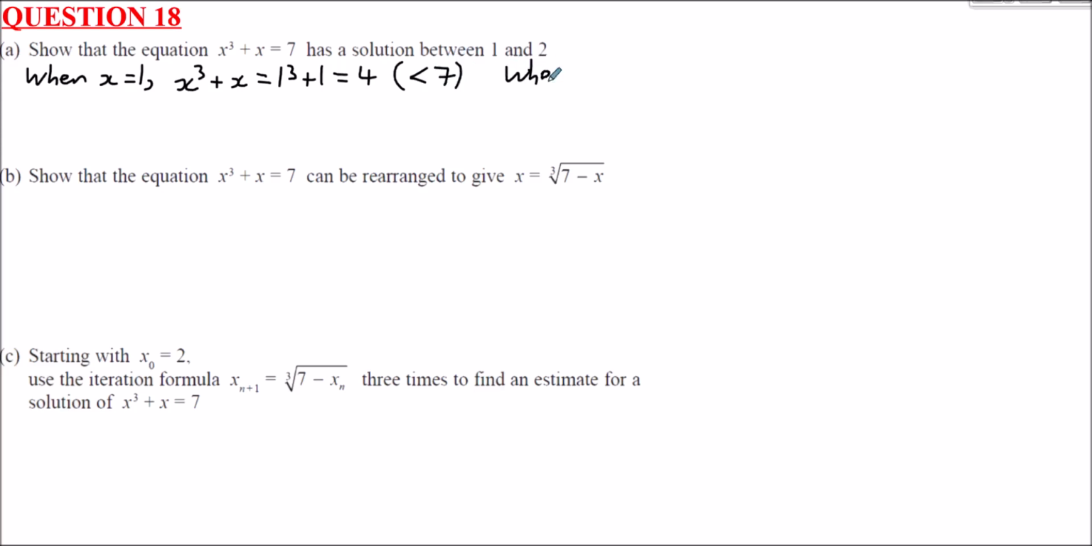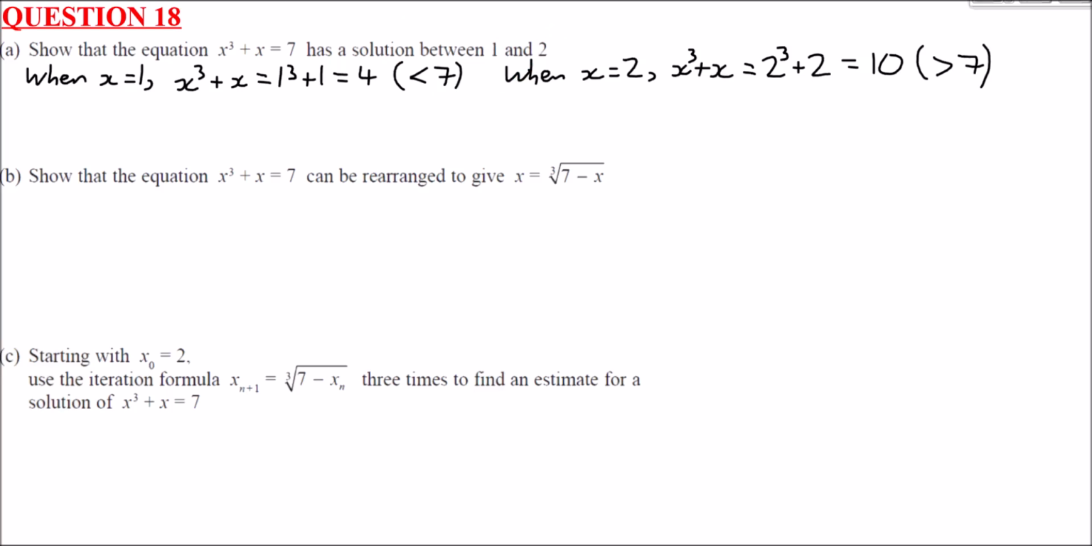But when x is 2, x cubed plus x is going to be 2 cubed plus 2, which is 10, and that's now more than 7. So it's gone from being less than 7 to more than 7 in between 1 and 2. So it must have overtaken and been equal to 7 at some point in between 1 and 2.